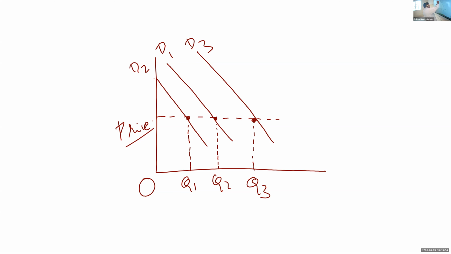So you can see demand curves D1, D2 and D3. D1 to D2 is shrinking demand, and D1 to D3 is increasing demand. Okay, so what are the factors here? One is the population. So population changes, definitely the demand for the commodities also will change.